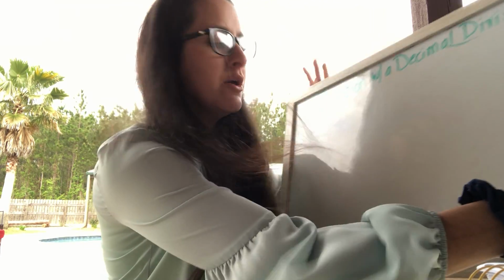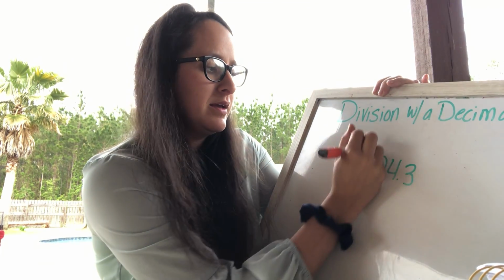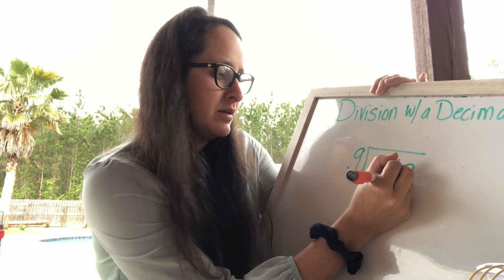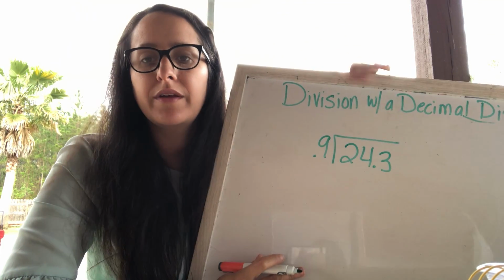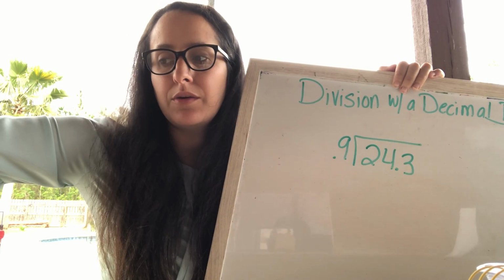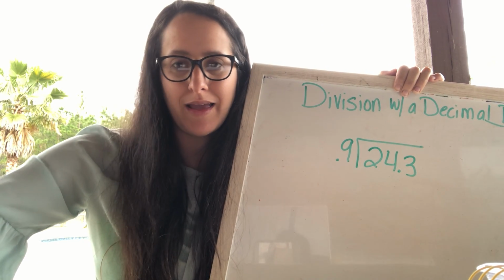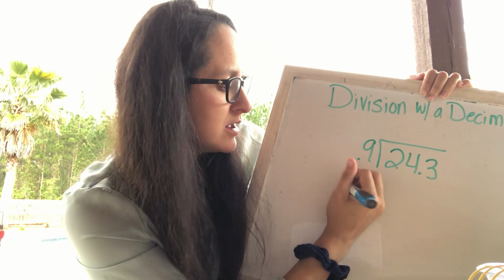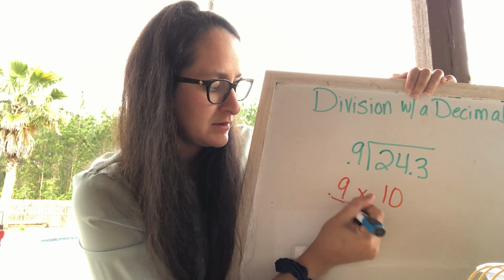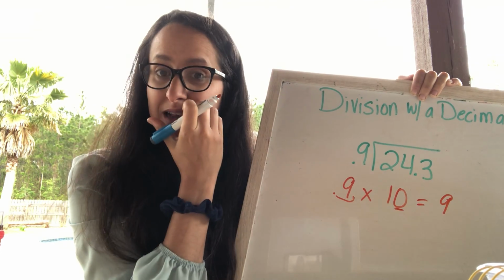So 3A, we have 24.3 divided by 0.9. I'm going to take my divisor. I want to make it a whole number. So in order to do that, I'm going to have to multiply it by a power of 10. In this case, it's just going to be 10. It's going to move that decimal place over once, which is going to give us 9.